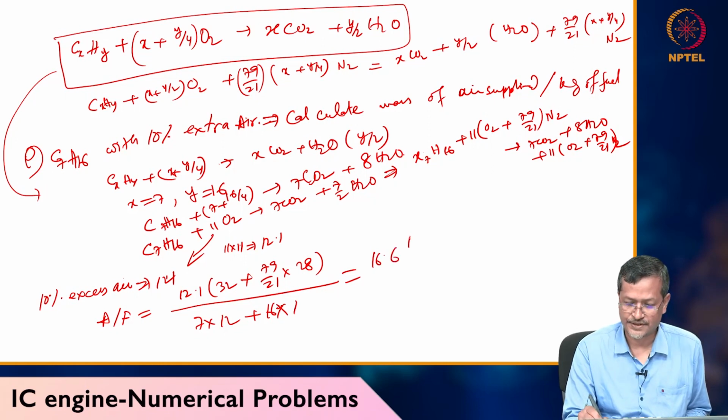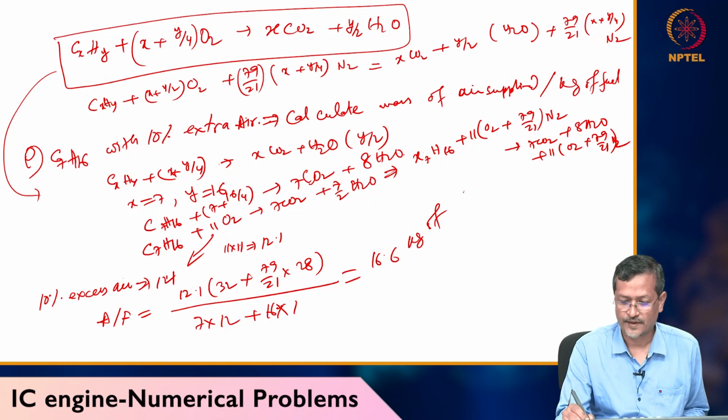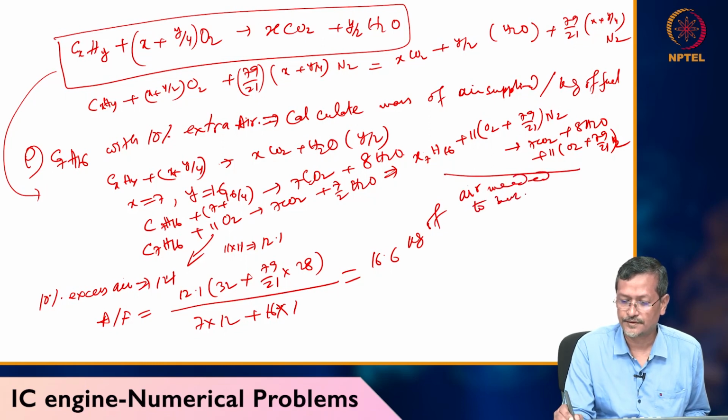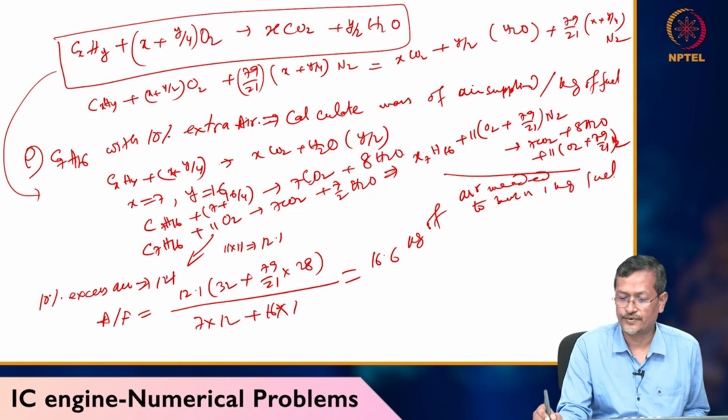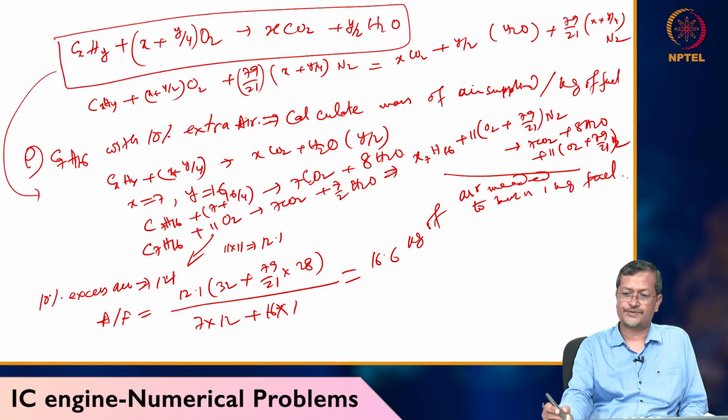So 16.6 kg of air is needed to burn 1 kg fuel. Okay, so this is your solution.